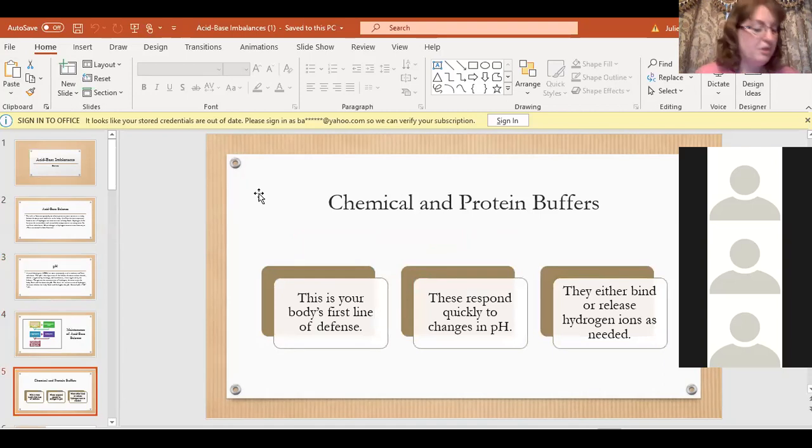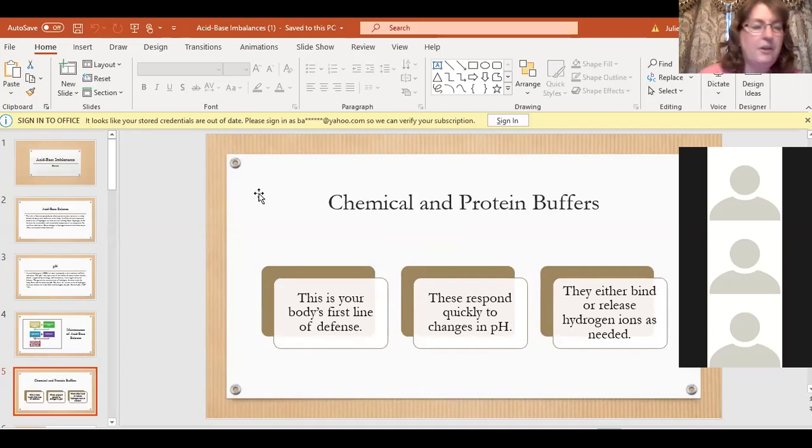So the chemical and protein buffers would be something that happens pretty quickly. So if our body detects that we're out of sync with our pH, if it detects that you're acidic, or if it detects that you're alkalotic, it's going to kick in pretty quickly to try and fix this. So the primary chemical buffers are sodium bicarb and carbonic acid. So carbonic acid would be the acidic portion, and then sodium bicarb would be the alkaline portion.